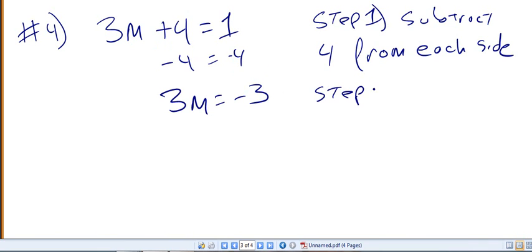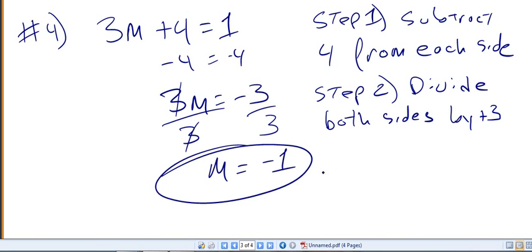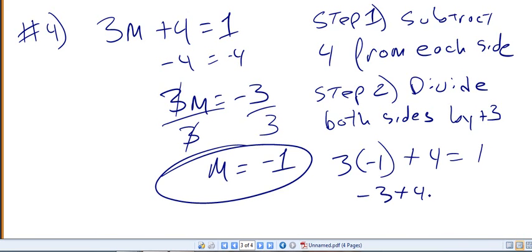Next step, I'm going to divide both sides by negative 3. No, by positive 3, I mean. So these become 1. So I've got 1m is equal to negative 1. We know that's right because 3 times negative 1 plus 4 is the same thing as negative 3 plus 4. Negative 3 plus 4 is 1. So you've got 1 is equal to 1. So we know that's the right answer.